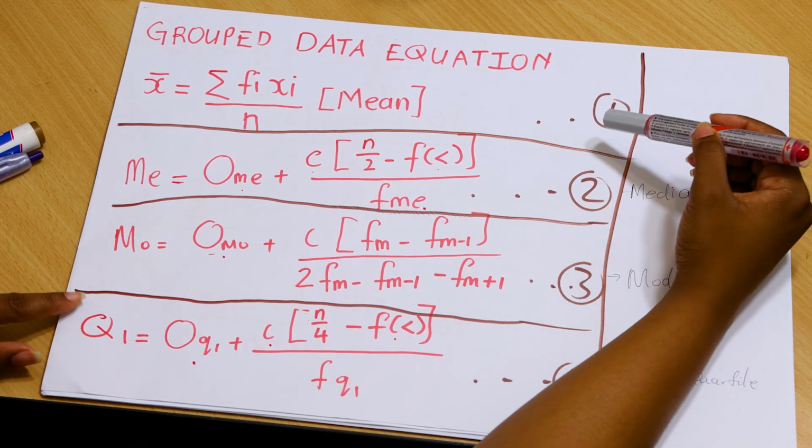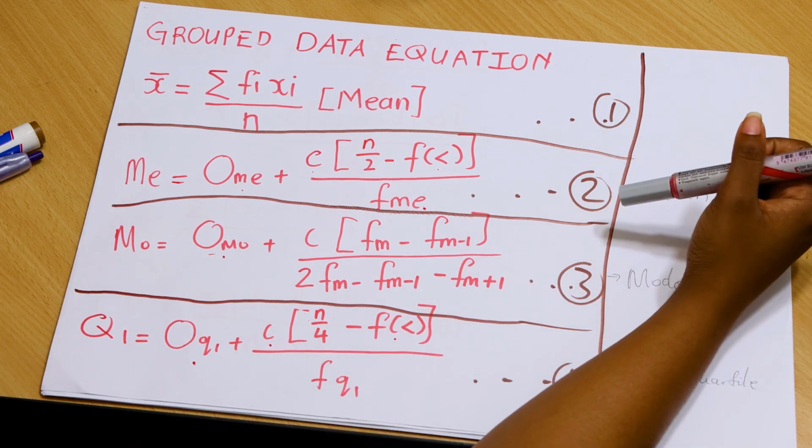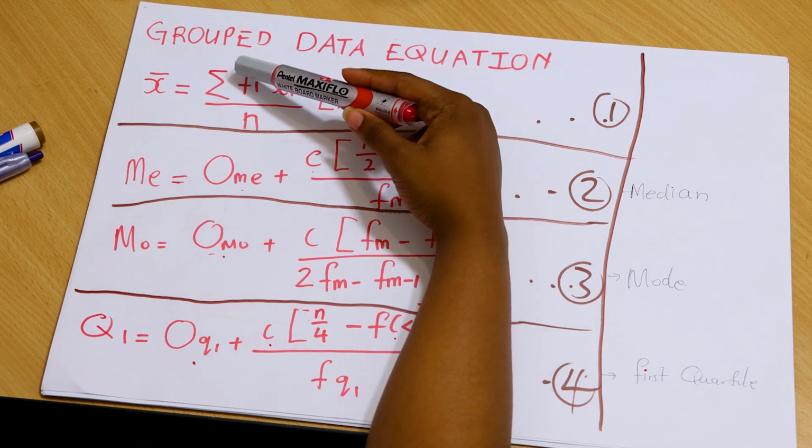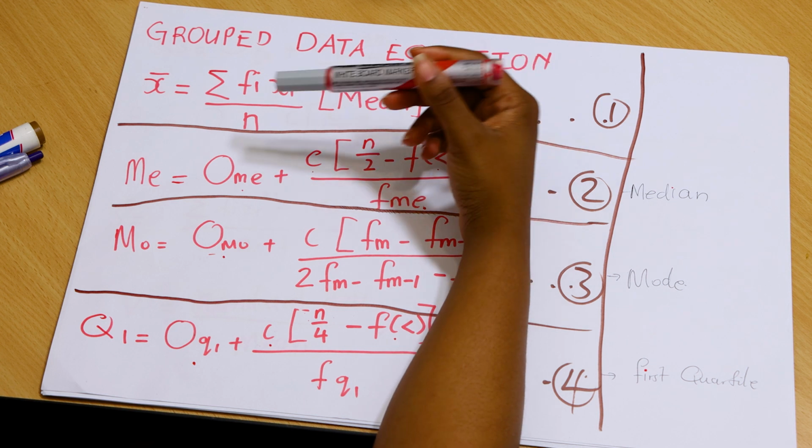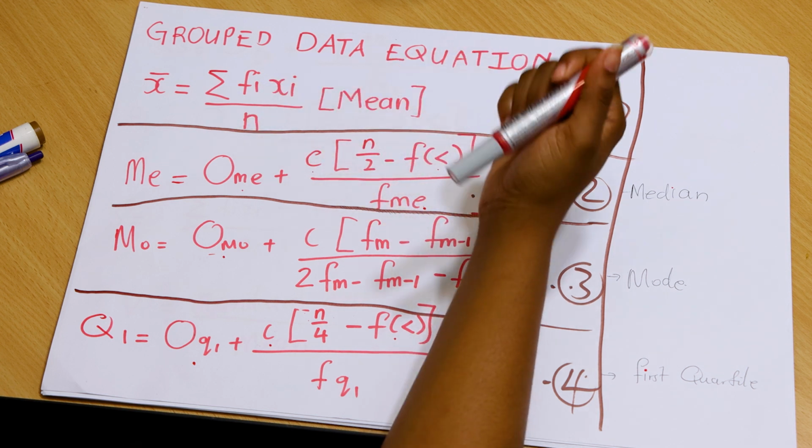So first we have the mean, which is given by the sum of the frequency multiplied by the midpoint divided by the sample size n.